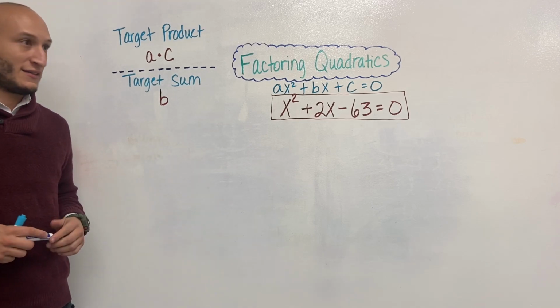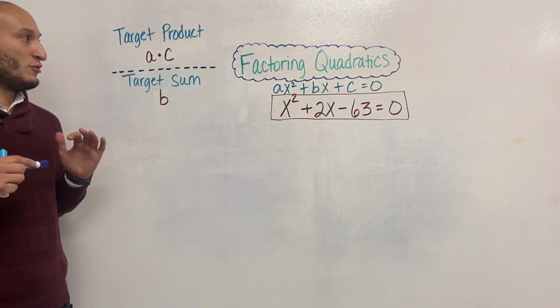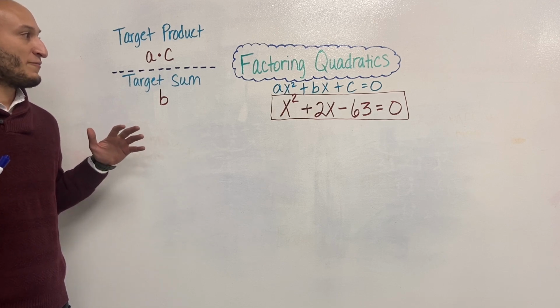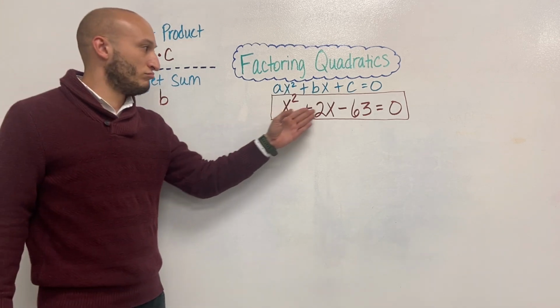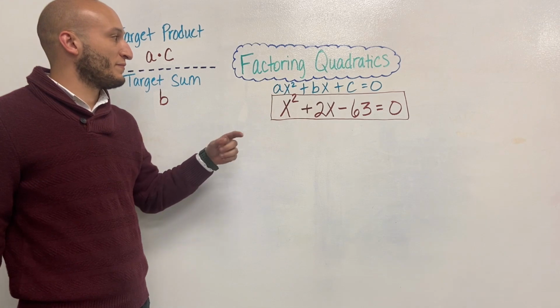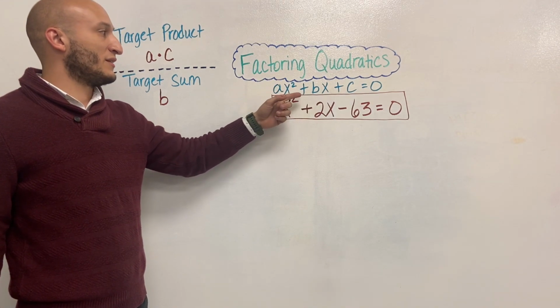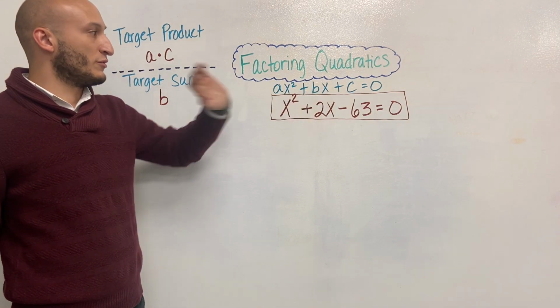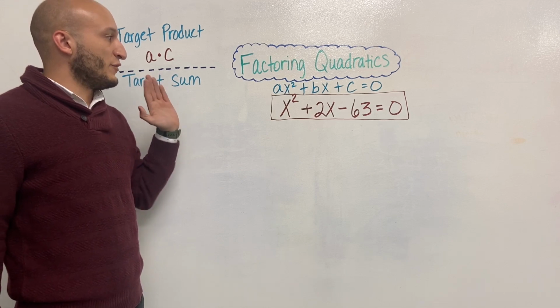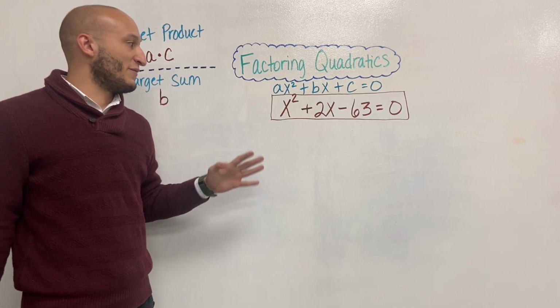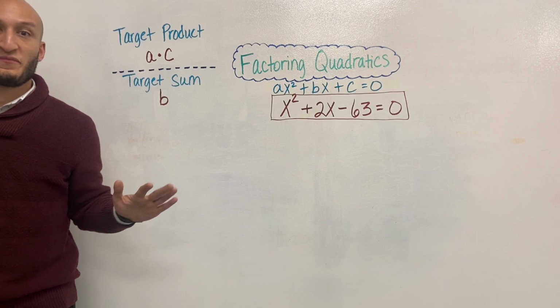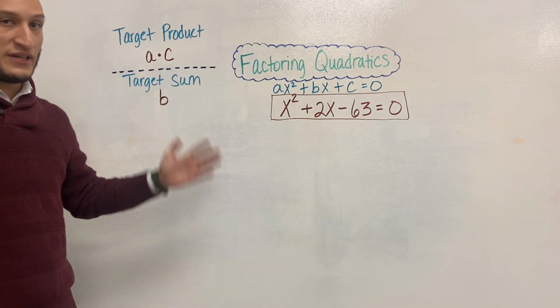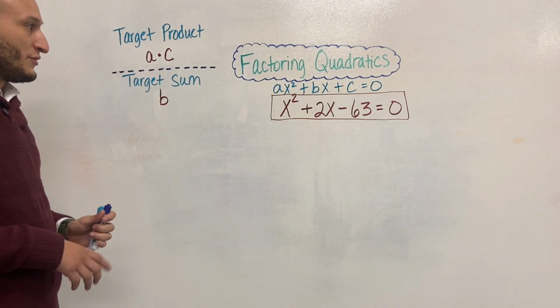Factoring quadratics. Okay, so quadratic equations look like this, right? Here's the standard form: ax squared plus bx plus c equals 0. If one of the x's has a square, you know it's a quadratic equation.